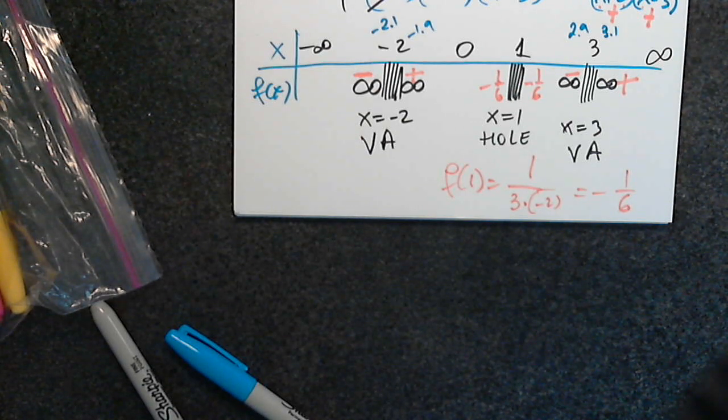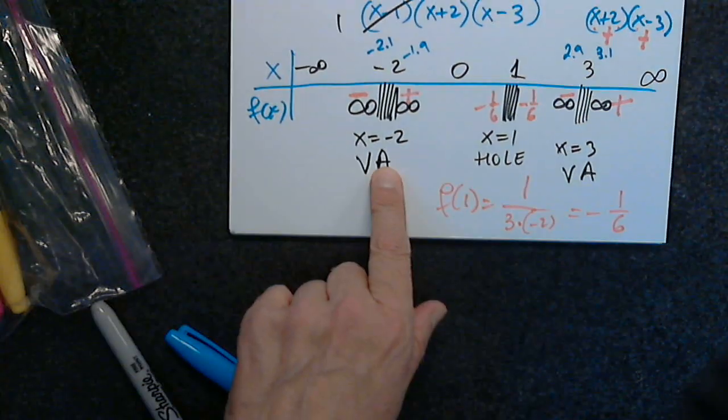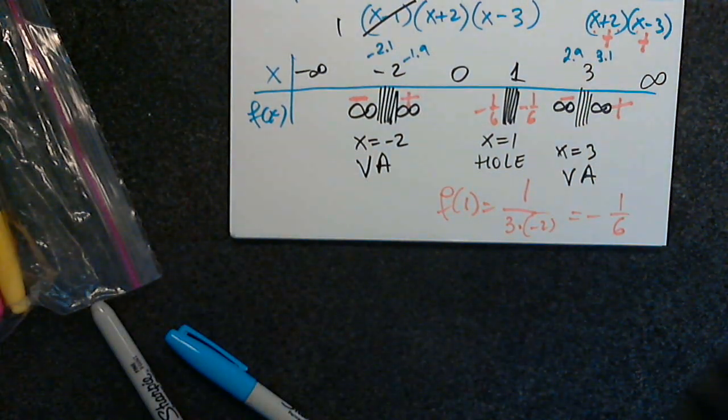Are the vertical asymptotes always the same? Like on the infinity side, if there's two, is the first one always the same as the second one? Very good question. No. Absolutely not.